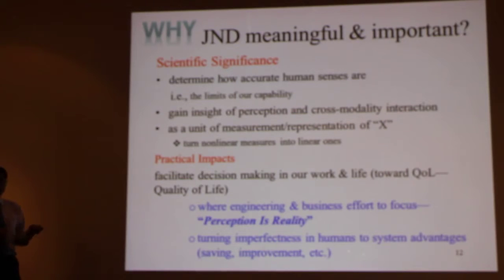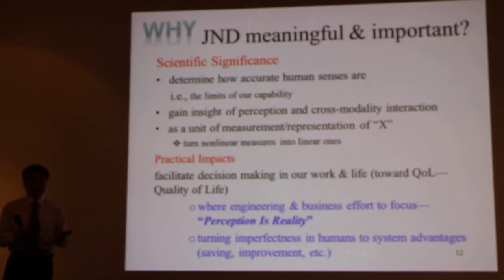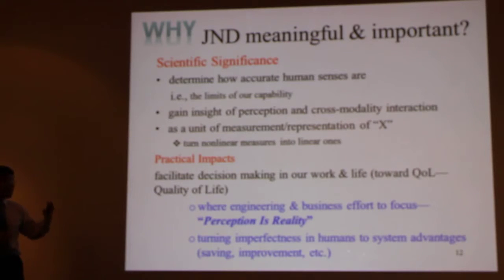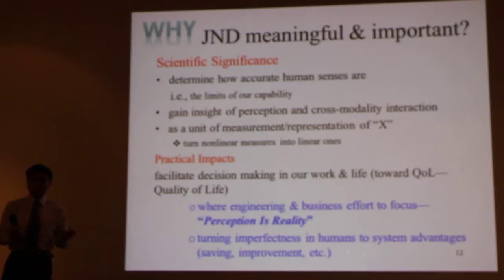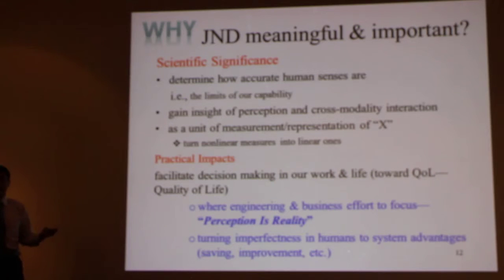Okay, then in a practical sense, we can facilitate various decisions. We know where our engineering or even business efforts should focus, if the perception of the customer or the user is our ultimate goal. And we know our human body organs are not perfect in engineering terms, but we can turn this imperfectness into an advantage of system design, like saving resources, also improving performance, etc.